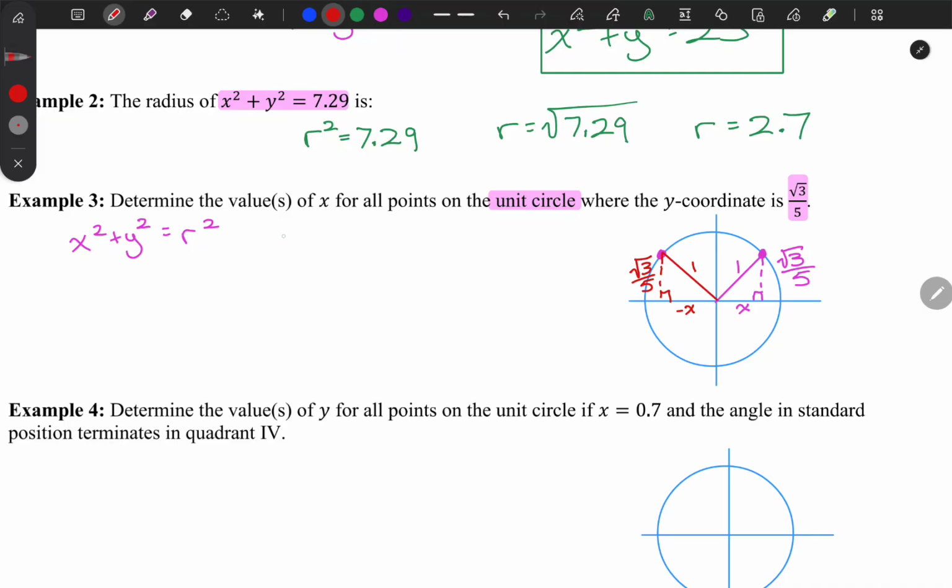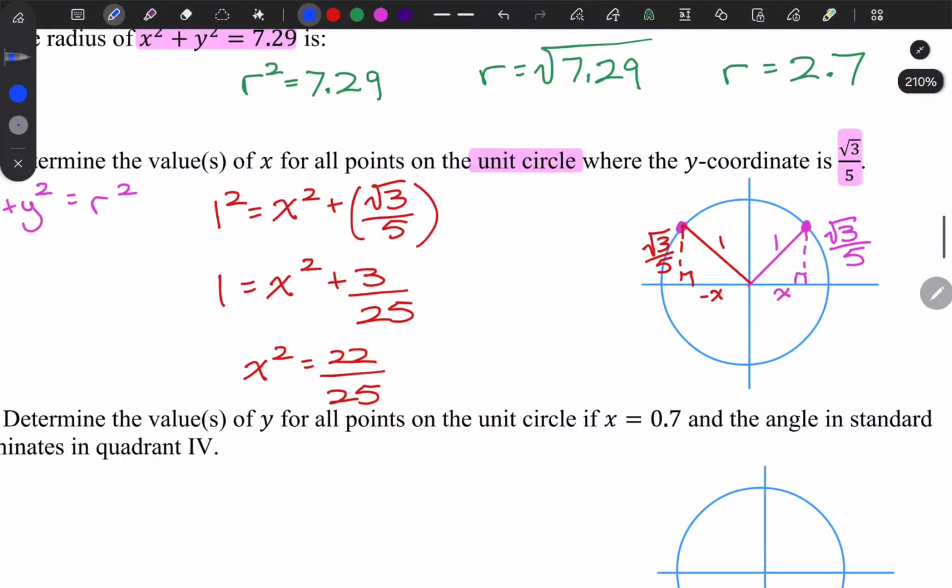So let's pop this in. Our radius is 1, so we can say 1 squared is equal to x squared plus y squared, where y is root 3 over 5. And we do want to try and keep an exact value on this, so we're going to multiply this out ourselves, not get a decimal in a calculator. So 1 is equal to x squared plus 3 over 25. X squared is equal to 22 over 25.